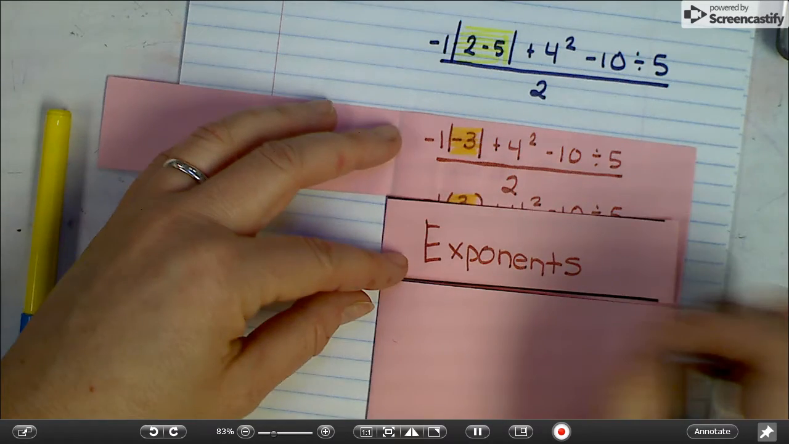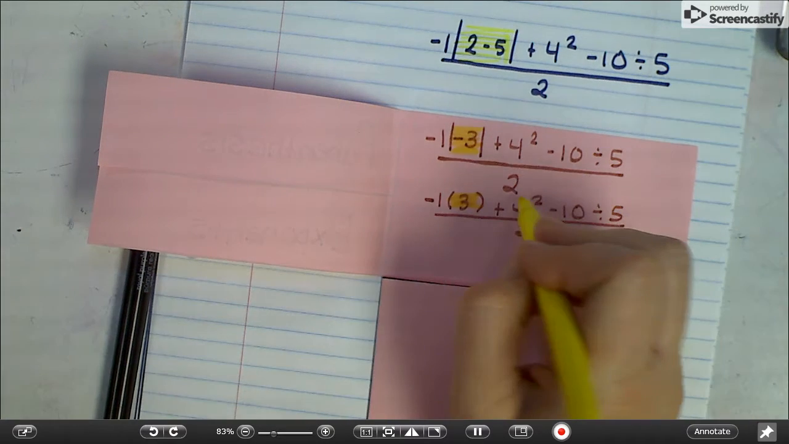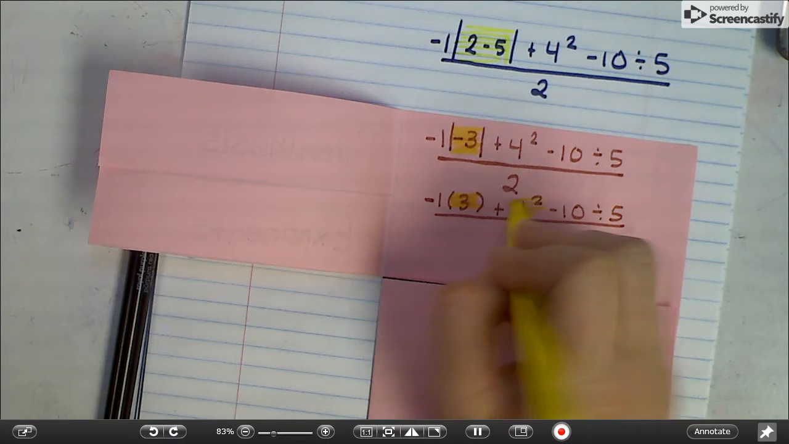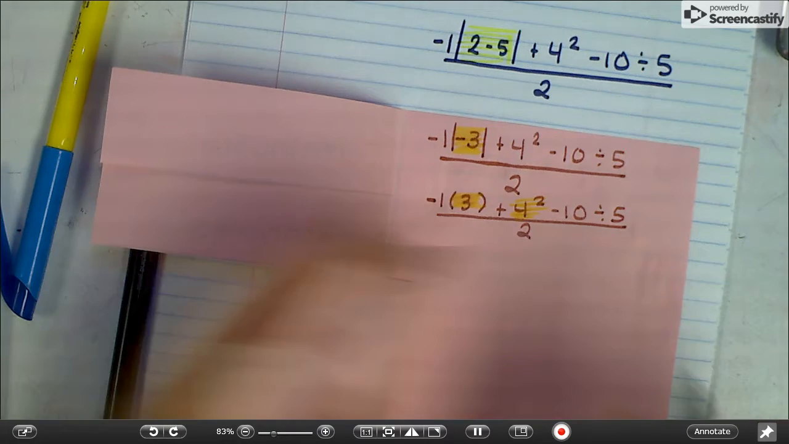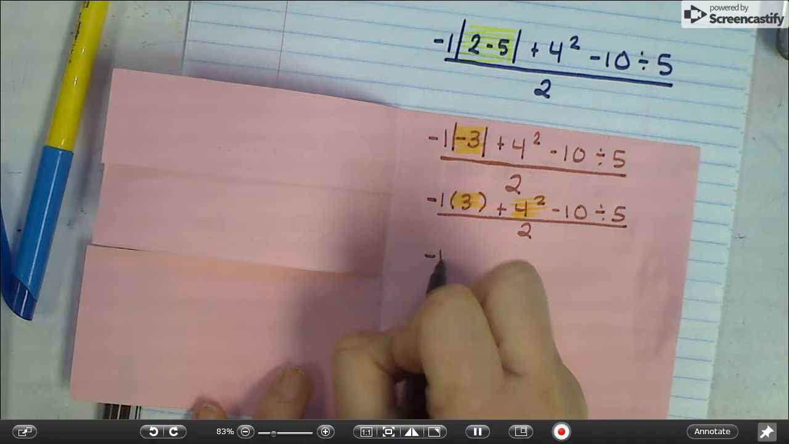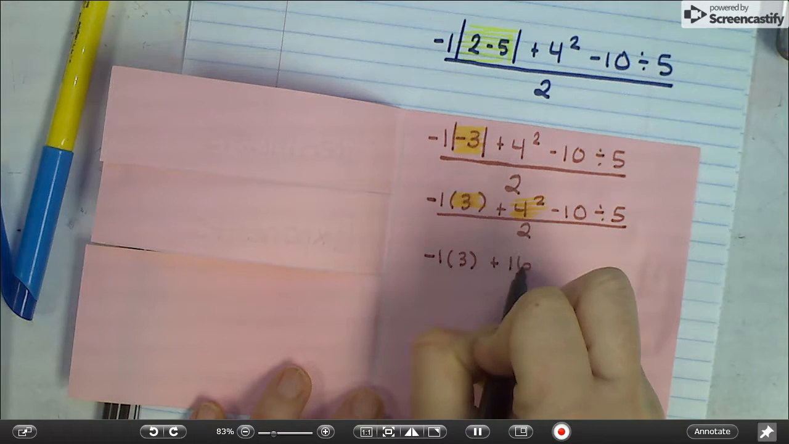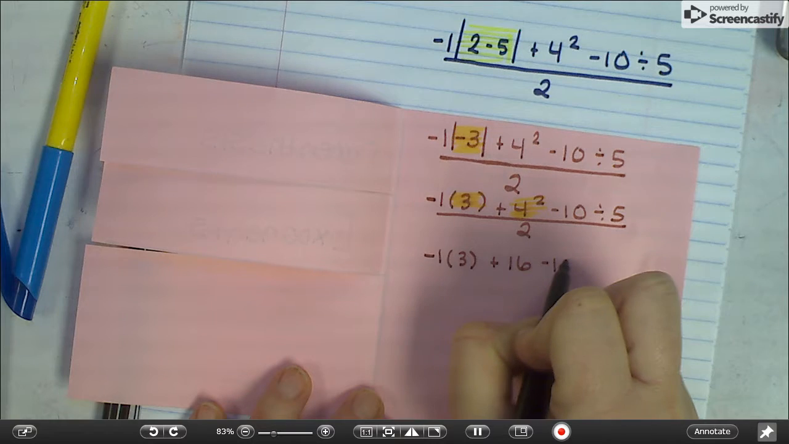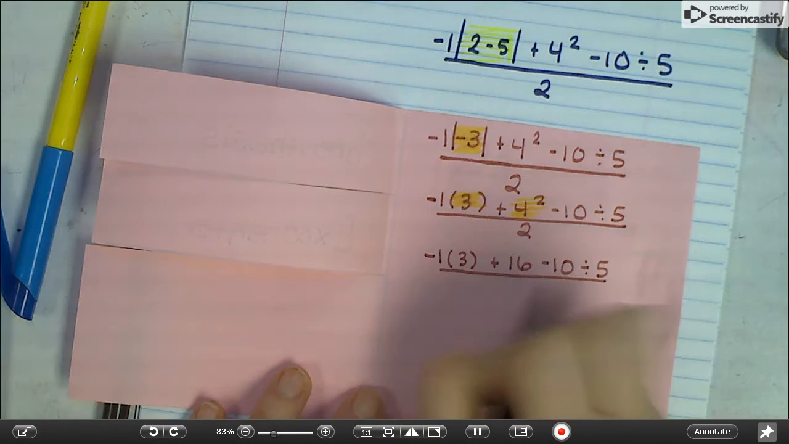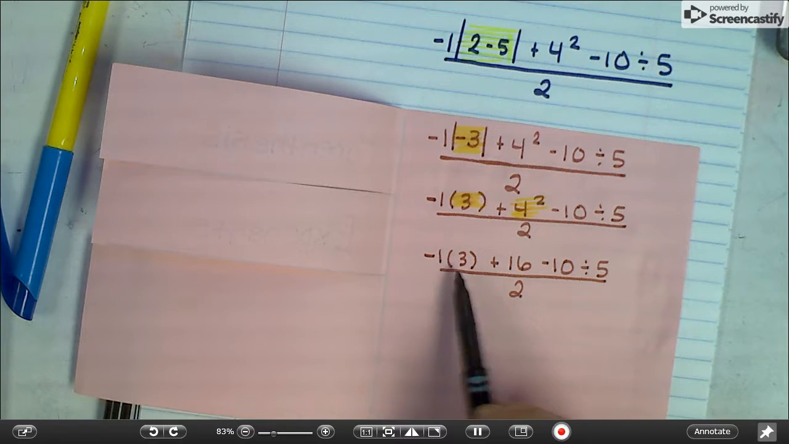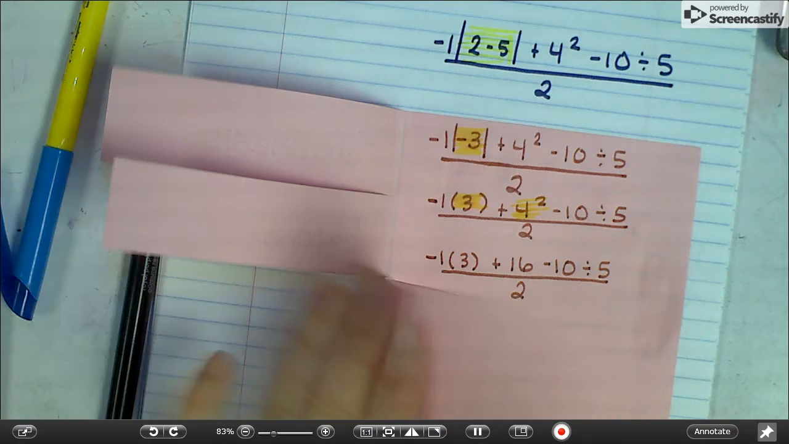Remember, exponents are those little numbers up top, so we have an exponent piece right there. To simplify that, I'm just going to move this out of the way. We have -1 times 3 plus 4 squared, which is 16, minus 10 divided by 5 all over 2. Are there any more exponents? No. So we're done with the exponents tab.